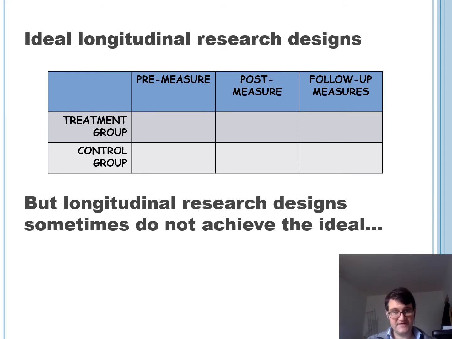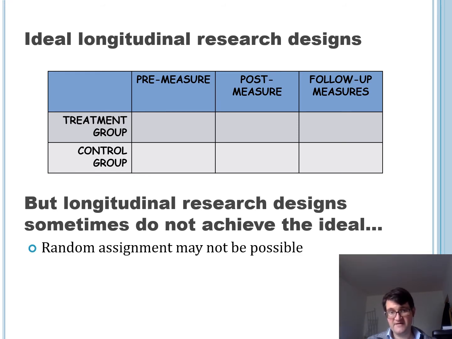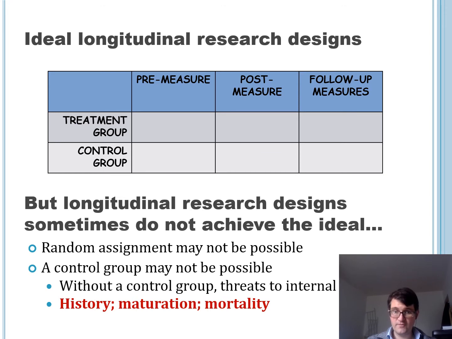But longitudinal designs don't always get that ideal. In fact, I'd say random assignment may not be possible, and a control group may not be possible. And without a control group, there are strong threats to internal validity. So now again, virtually all of these can be dealt with by having the control group. But the basic idea here is if we only have this, and oftentimes we don't even have that.